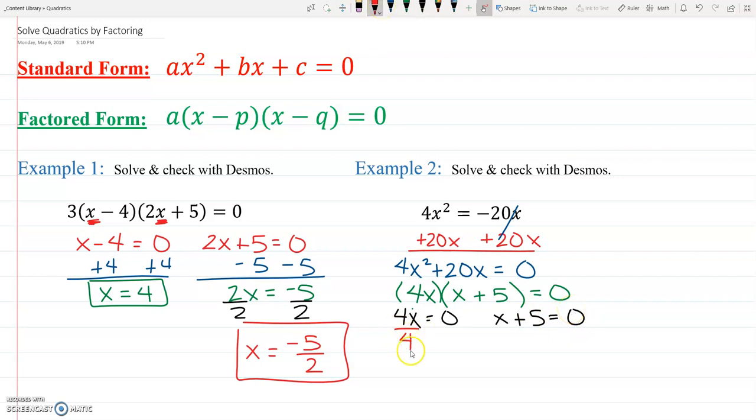First one, divide both sides by 4. 0 divided by 4 is 0. That is a perfectly fine answer. Don't be afraid of that. It's not undefined. It's not anything weird. It's not no solution. 0 divided by 4 is 0. That's a number and an answer. Okay, this one, I've got minus 5 on both sides. So I get an answer of x equals negative 5 over here.